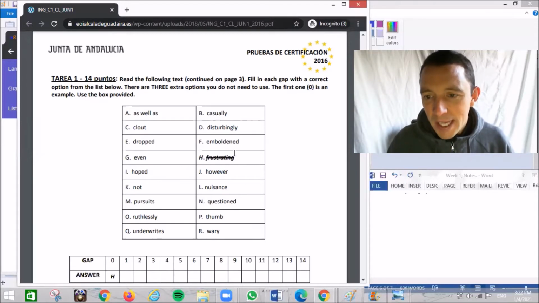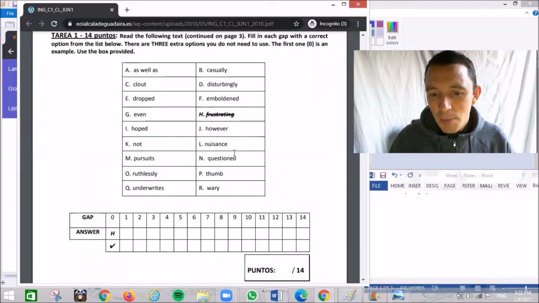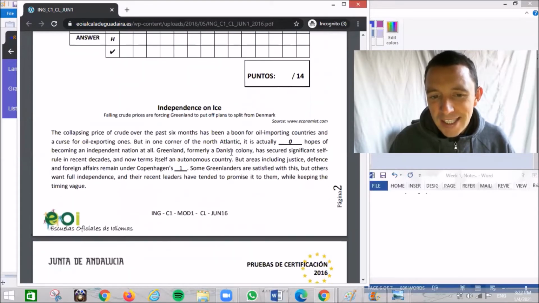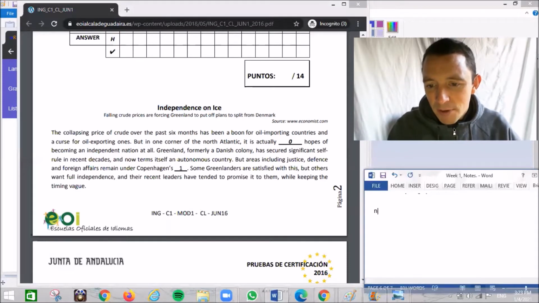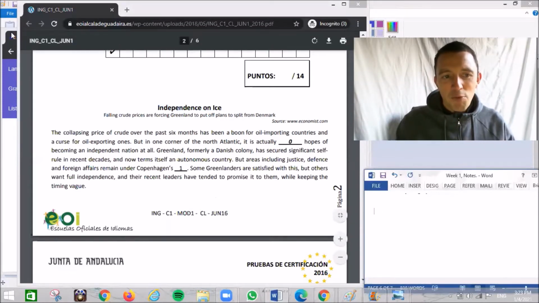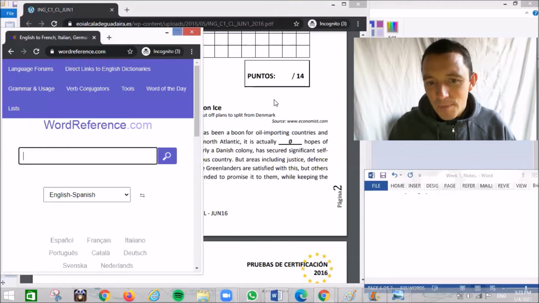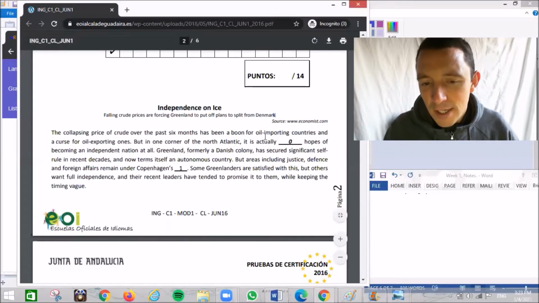So before we begin, I continue to the next page and we go to the bottom. The title is Independence on Ice, and it's a story about Greenland, the country Greenland, and the connection with Denmark, okay? Because Denmark was the previous ruler, I think, of Greenland, for example. And at the bottom here, you can see my notes, my page from my notes, just for example, and on the left, I have WordReference available to try and search for new words.